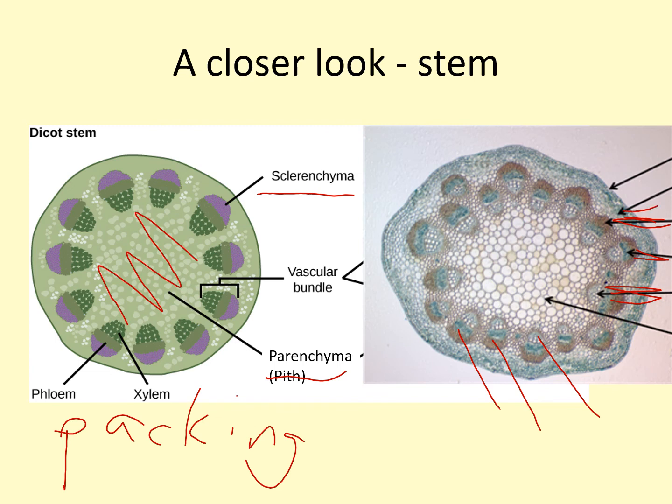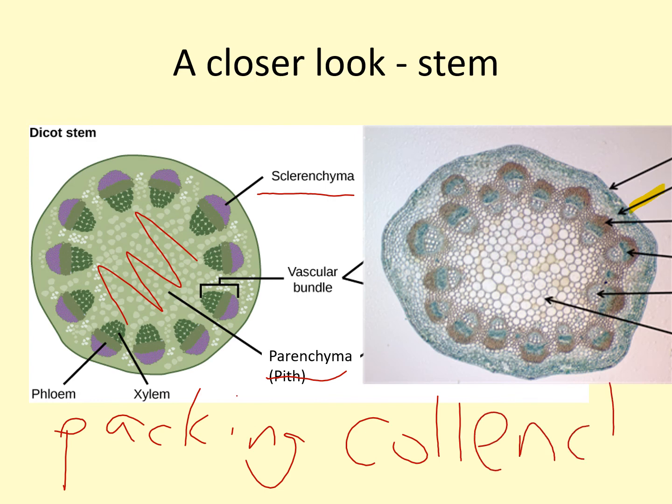Now this arrow here, let me try and highlight it in a different colour. Let's get rid of these for a second. This arrow here is pointing to another support tissue called collenchyma. Colon, and then it's just the chyma stuff again. And that's another support tissue. And you are going to be writing some notes in your book from the textbook on these different tissues.